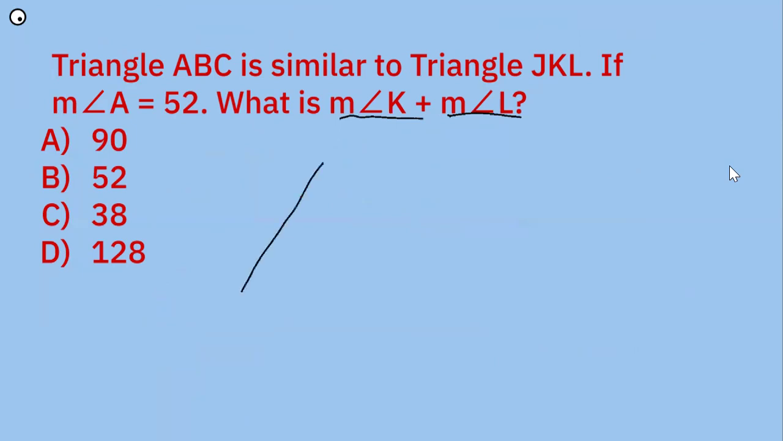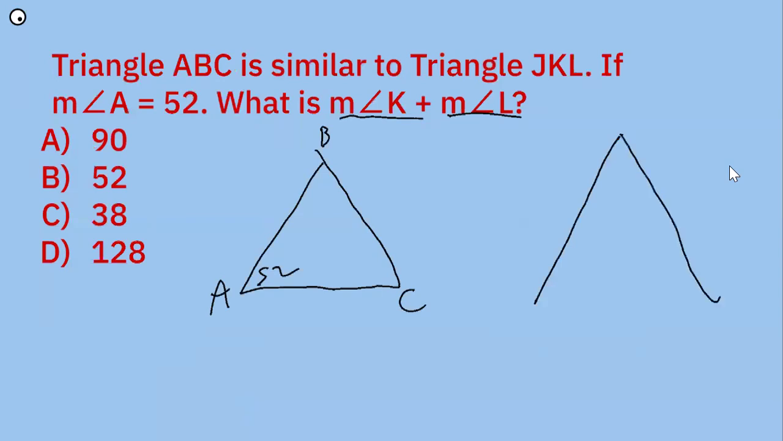So let's draw this hypothetical triangle ABC. Let's say this is A, this is B, this is C, so this is 52. And then let's draw hypothetical JKL, with corresponding parts. You can imagine they're identical except in size. So JKL. So this is also going to be 52.